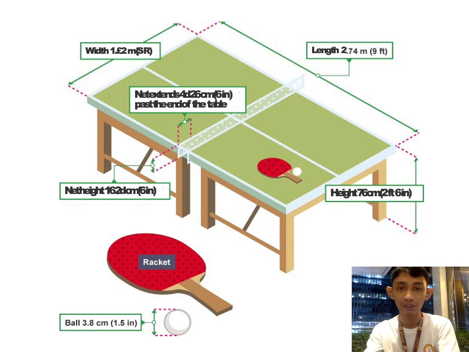This is an example of the tennis table. You have the net here, the racket, basically every equipment of table tennis.